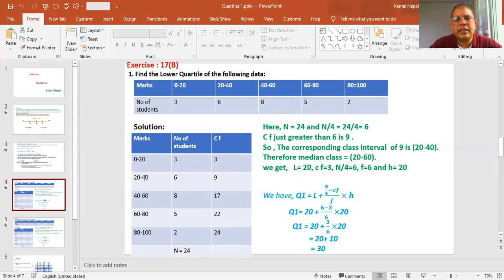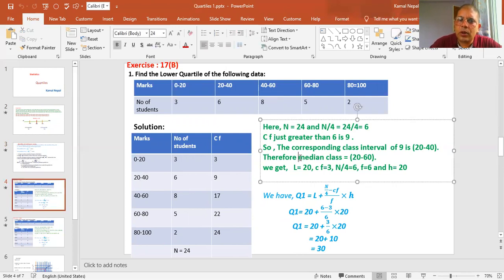So the first quartile class lies in this class. It is the Q1 class, 20 to 40. Then the lower limit is 20, cf is 3, n by 4 is 6, frequency is 6, and h is 20. Using the formula, quartile 1 is equal to the lower limit plus n by 4 minus cf by f into h. So 20 plus 6 minus 3 by 6 into 20, which is 30. That is your first quartile.